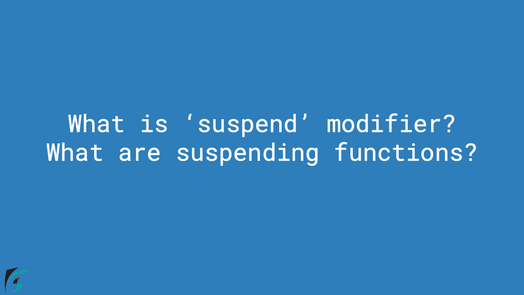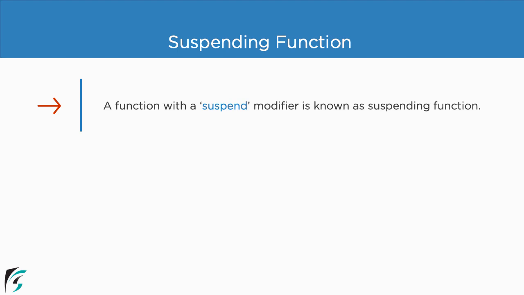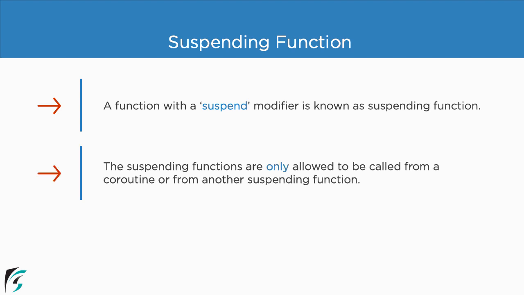Well, a function with a suspend modifier is basically known as a suspending function, and the suspending functions are only allowed to be called from inside a coroutine or from another suspending function. In short, you cannot call the suspending function from outside a coroutine. So this is the reason why the compiler was complaining. So please remember these 3 points. These are very basic but very important things to remember while dealing with coroutines.